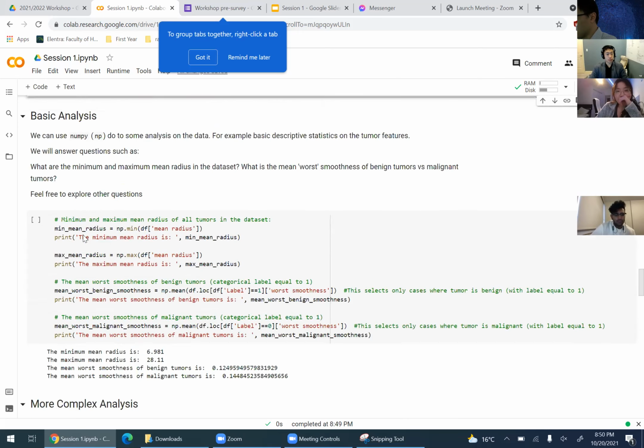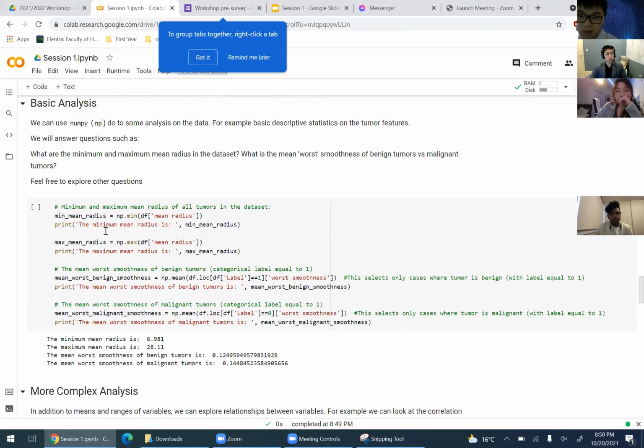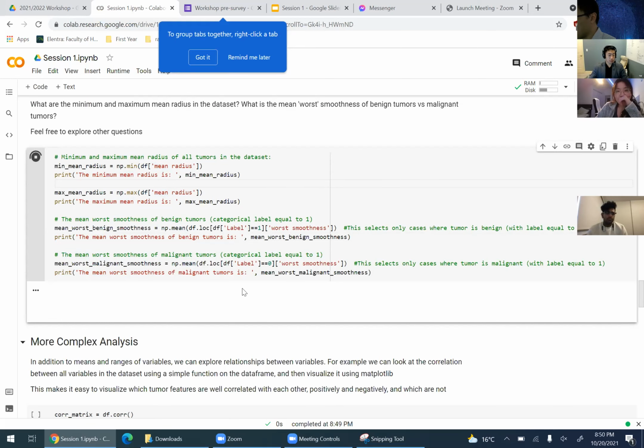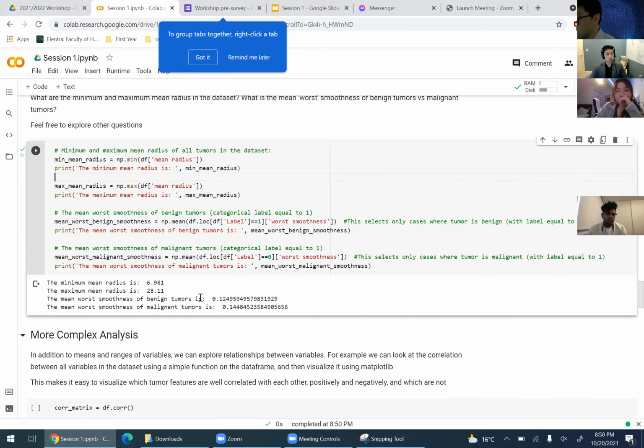So what we can do is visualize the range of our data set to see if there's any outliers that we need to remove. So this section just prints out the minimum radius, maximum radius, this worst smoothness. And we see that the range of radius is from 6.9 to 28.11. That doesn't really mean anything, but we can compare the smoothness of benign tumors to malignant tumors. And there's some sort of differentiation.